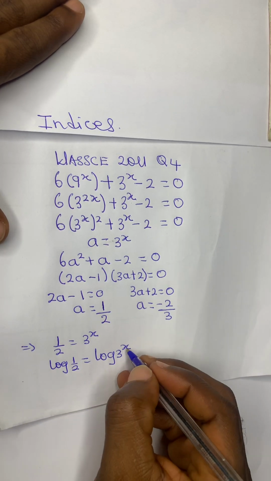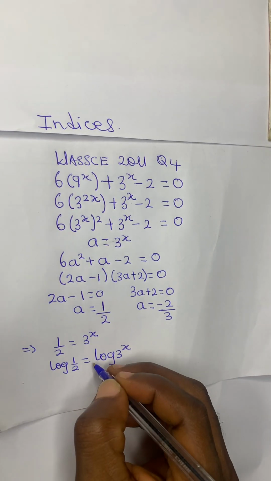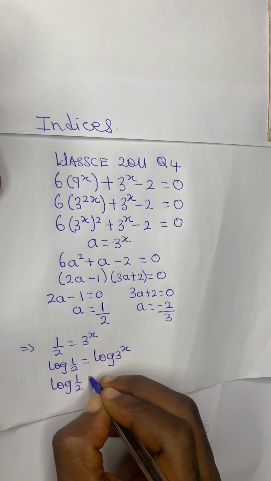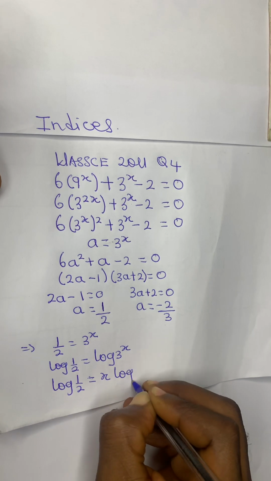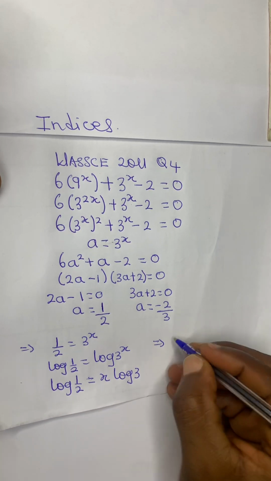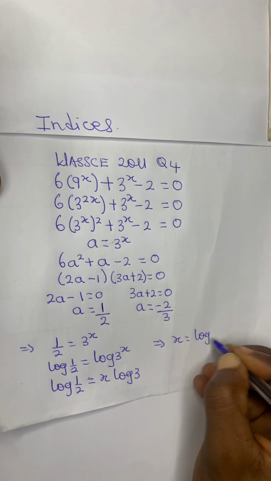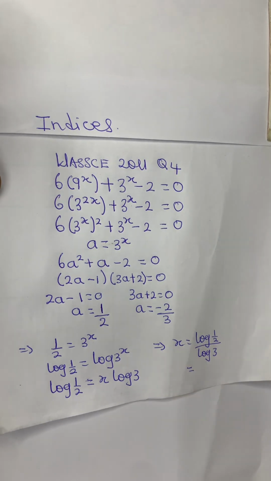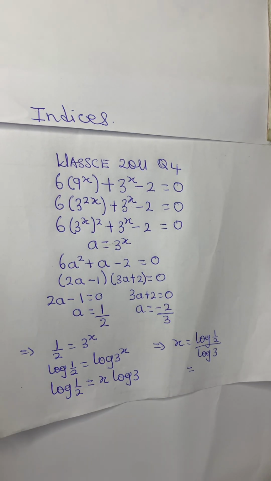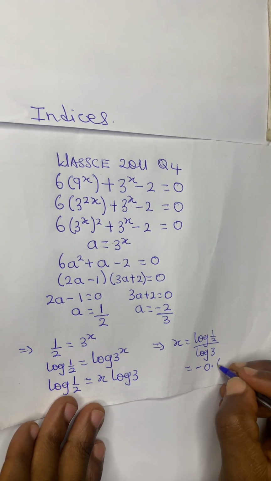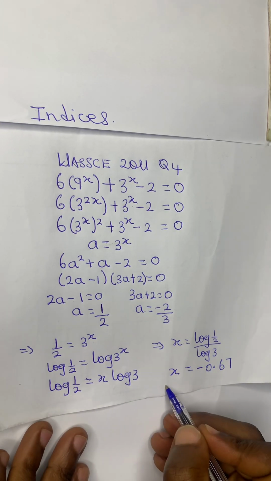Now remember, under logarithm, an exponent becomes a coefficient. So we shall obtain log 1 on 2 is equal to x log 3. And then we shall say that our x is equal to log 1 over 2 over log 3. Now, with the use of a calculator, log 1 on 2 over log 3 will give us negative 0.67. So this is the first x value.